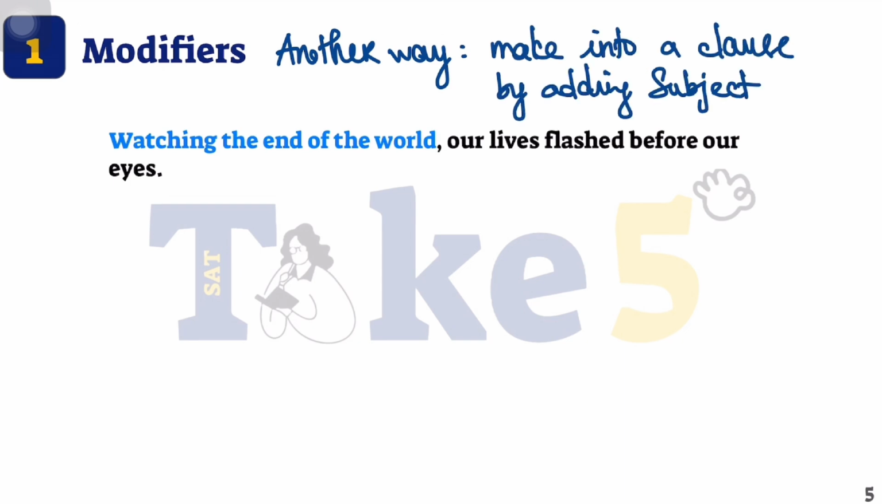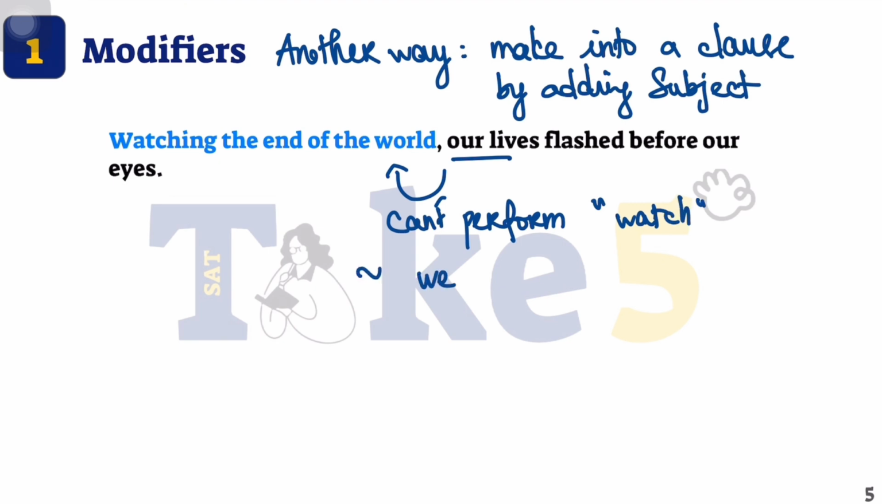Let's take a look at this example, which might be tricky to understand for English as a second language students. We see that the subject, our lives, will not be able to perform the action, watch the end of the world. The only one who can watch the end of the world is we, not our lives. Well, it's simply because our lives don't have the eyes to do that. So this modifier is incorrect.